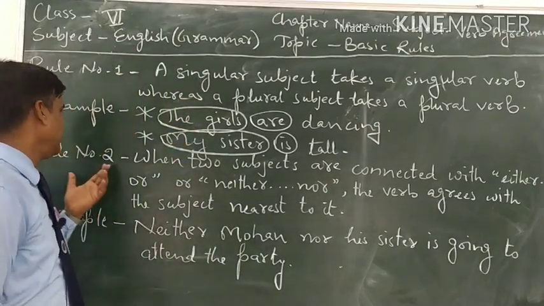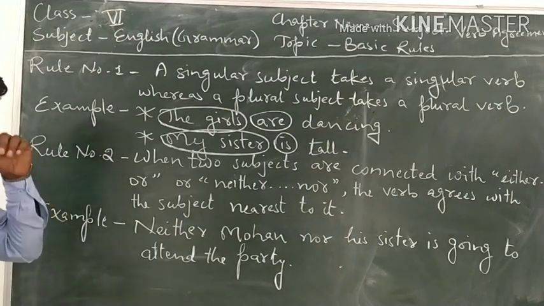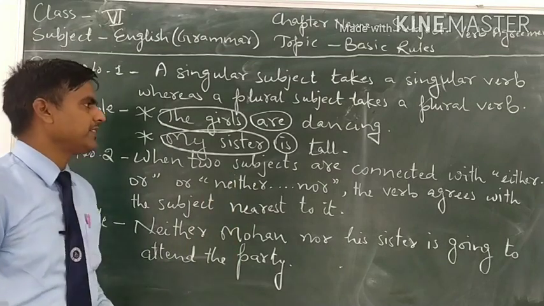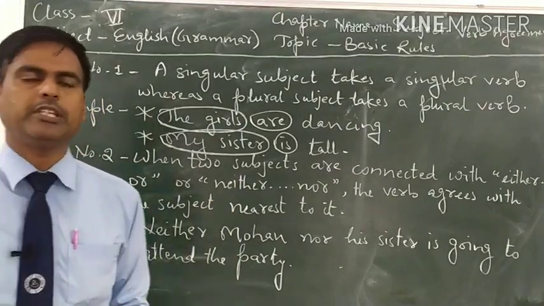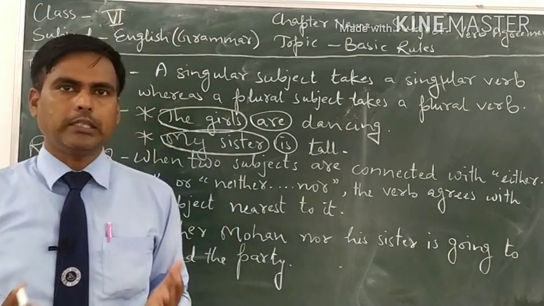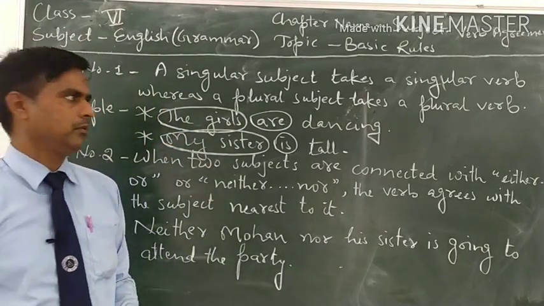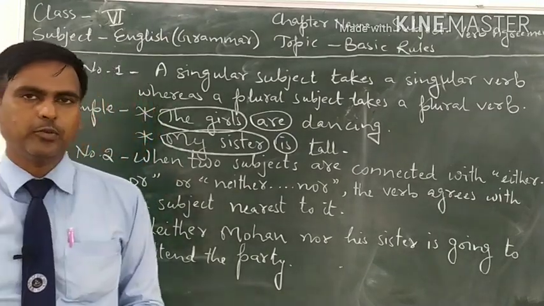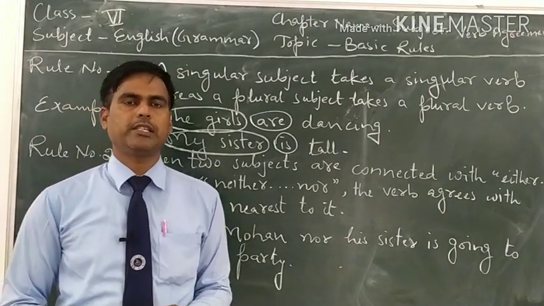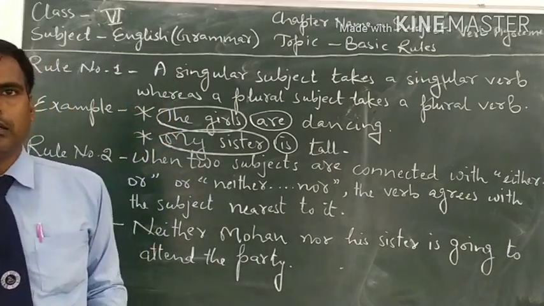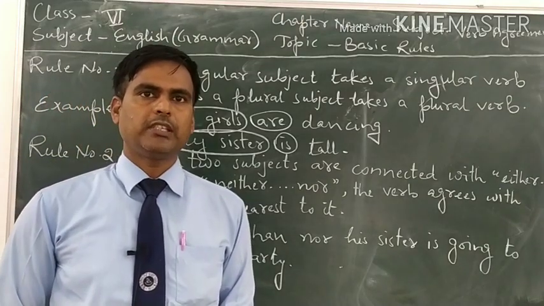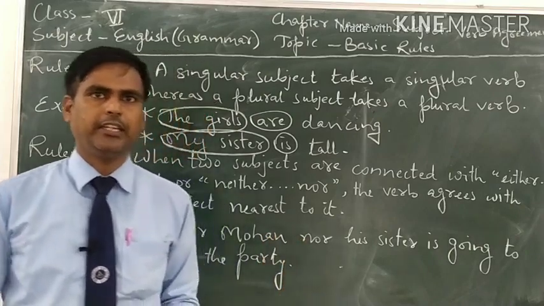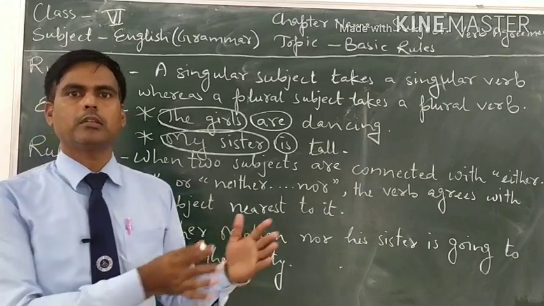Now come to the next rule, rule number 2. In rule number 2, it is said that when two subjects are connected with either or or neither nor, the verb agrees with the subject nearest to it. If the two subjects are connected with either or or neither nor, the verb agrees with the subject that is nearest to it. It means that is nearest to or or nor.